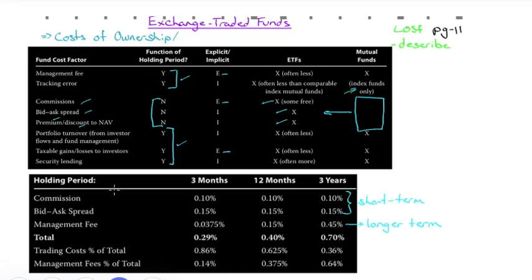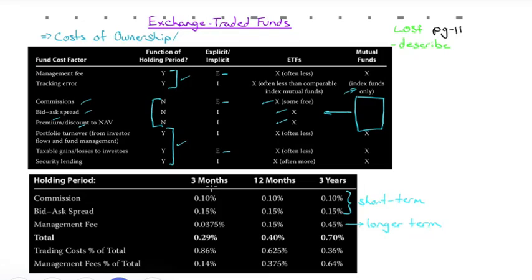If we're looking at our holding period, let's say that we're a particular type of trader. We can either be a short-term trader or a long-term investor. We'll be focused on different parts of that total trading cost. For instance, if we're a short-term trader, we're more interested in the commission and the bid-ask spread because everybody has to pay that no matter what. It is not a function of the holding period. If we're a long-term holder, then we want to look at the management fee and the tracking error because those costs continue on. They end up being a higher proportion of the total cost that we pay.